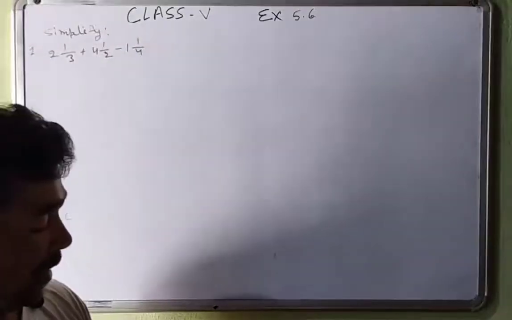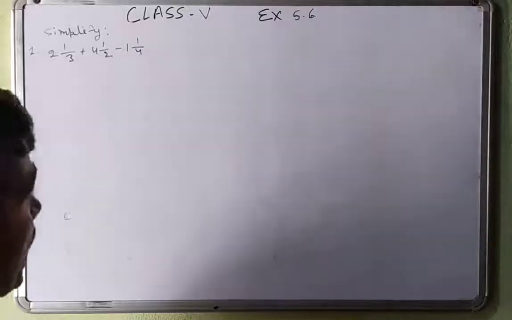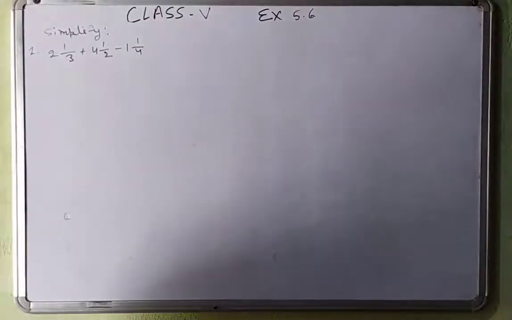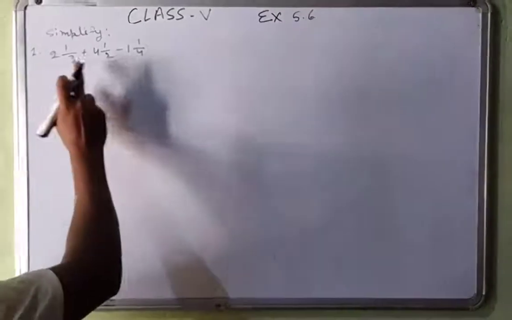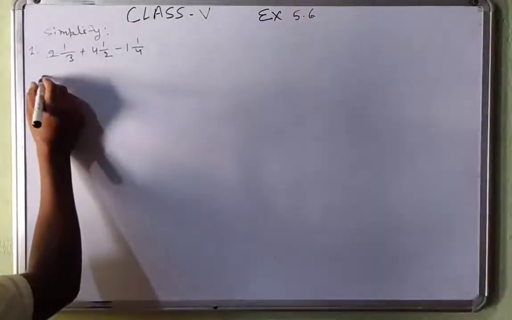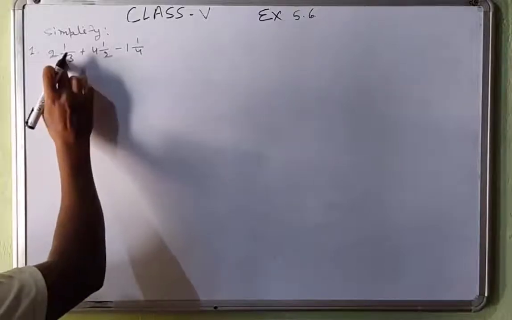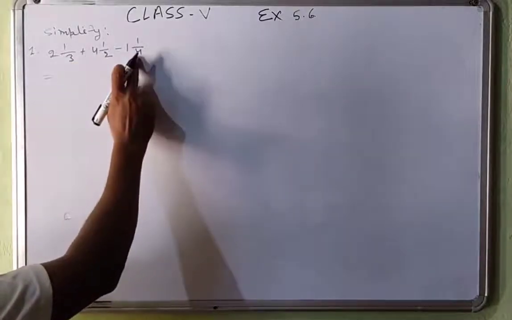Exercise 5.6, simplify. Simplify here can mean add, or subtract, or both. So in the first question you are adding and subtracting both. First of all we will convert these into improper fractions. The mixed fractions are given.